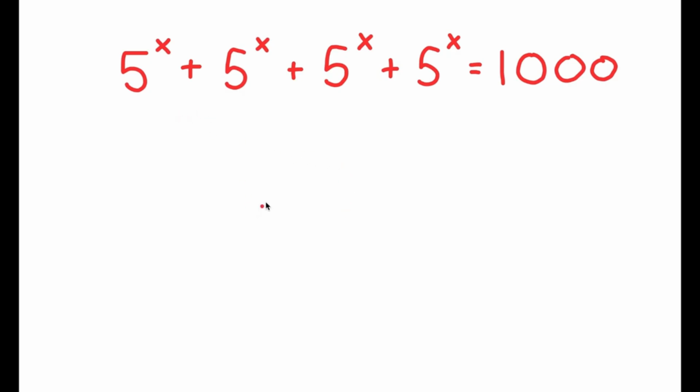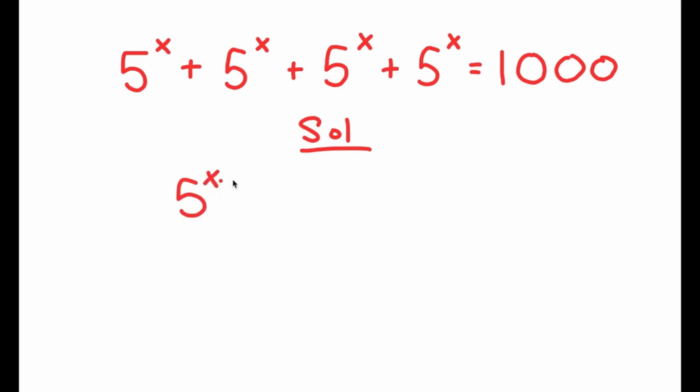Alright, so in this problem, I have 5 to the power of x plus 5 to the power of x plus 5 to the power of x plus 5 to the power of x is equal to 1,000. So for my solution, I'm going to first start by factoring out 5 to the power of x from my left-hand side. Because as you can see, we have 4 of the same terms on my left-hand side, and the easiest way to go about solving this equation is to factor them out.